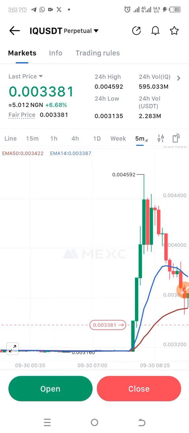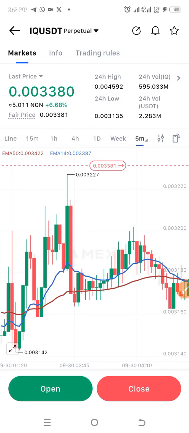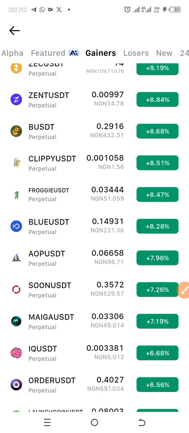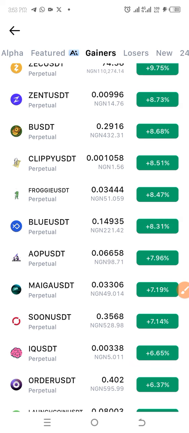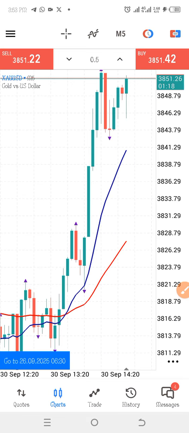And look at the way the market flashed. Though there was maybe some news or something like that that made this market move. So now let me quickly show you that of the Forex as well. You can use it in both crypto and Forex. So this is the Forex, and as you can see, this is gold. Look at it here.